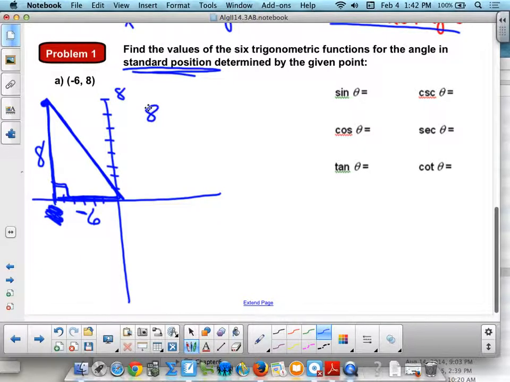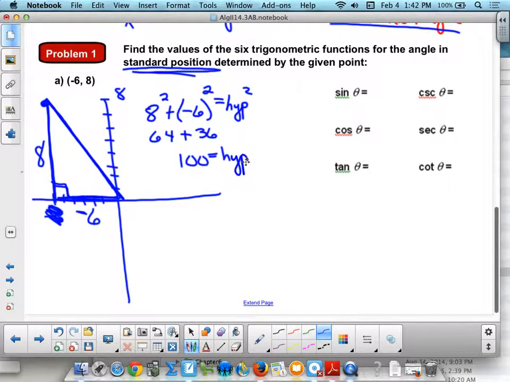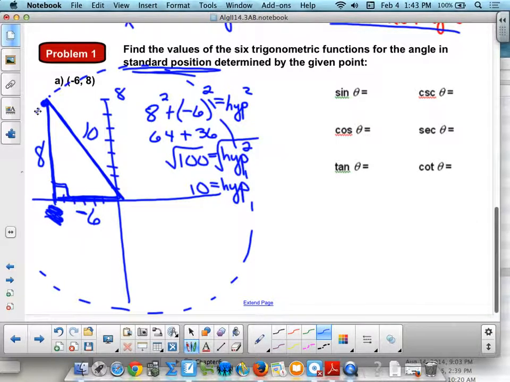Let's do it. Ready? 8 squared plus negative 6 squared, the other leg squared, equals hypotenuse squared. 8 times 8, 64. Negative 6 times negative 6, 36. Add the two together. Take the square root of both sides. Hypotenuse is what? Radius is 10. You're right, Jay. So if you think about a circle, guys, look at this. There's that circle, right? The radius is 10.